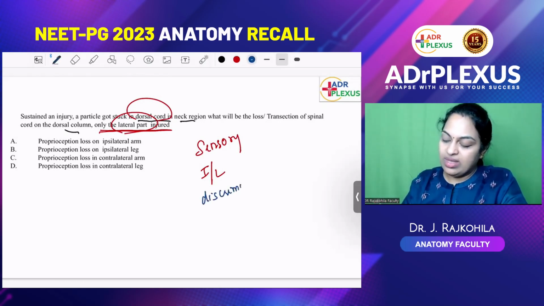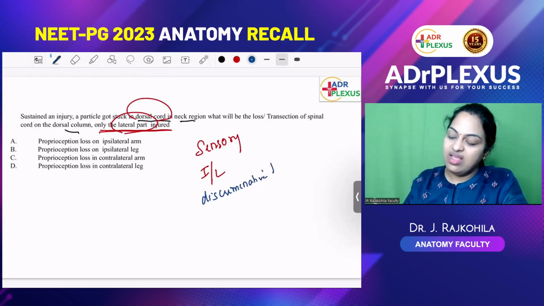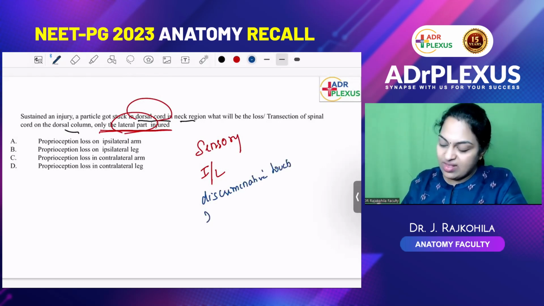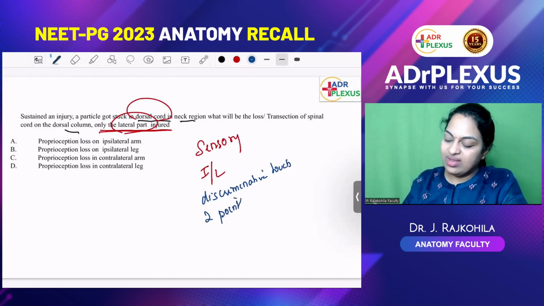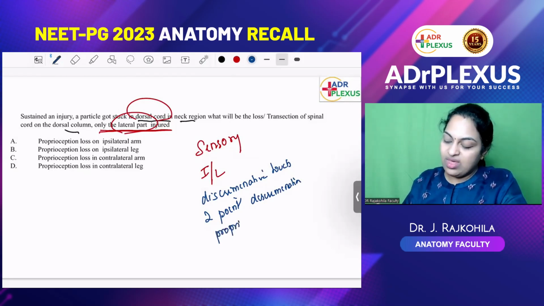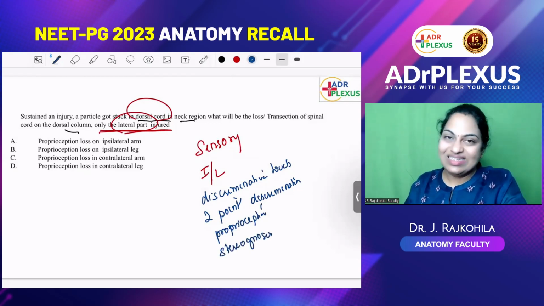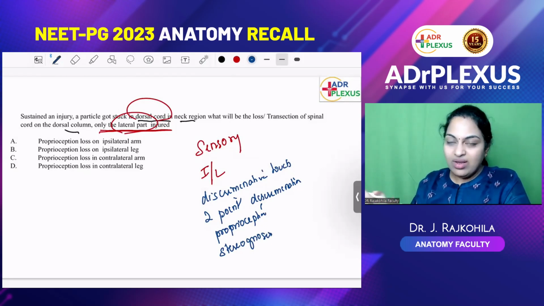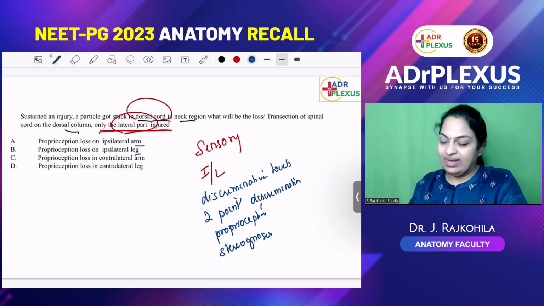Discriminative touch. Yes. Two-point discrimination. Right. And then proprioception. And more importantly, stereognosis. Isn't it? Okay. Now coming to the question here, whether it is the arm or the leg.